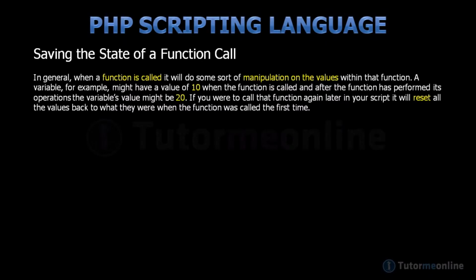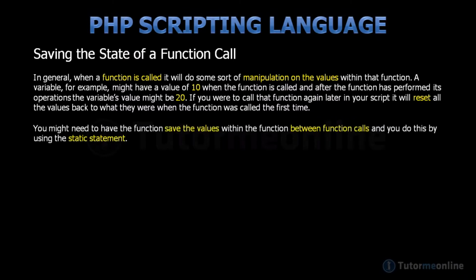In general, when a function is called, it will do some sort of manipulation on the values within that function. A variable, for example, might have a value of 10 when the function is called, and after the function has performed its operations, the variable's value might be 20. If you were to call that function again later in your script, it will reset all the values back to what they were when the function was called the first time, in this case namely 10.